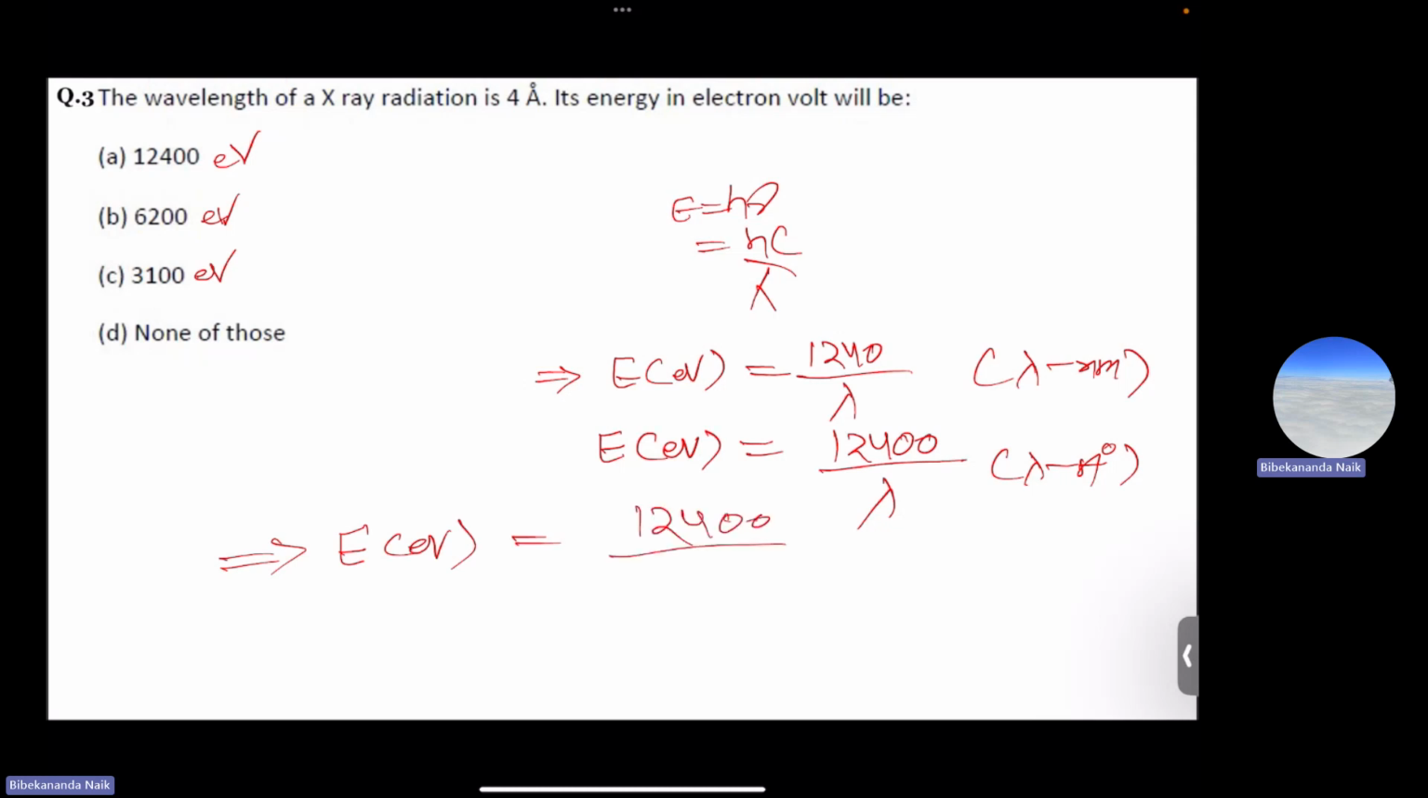So energy in electron volt will be 12,400 divided by 4 angstrom. If you calculate, it comes out to 3,100 electron volts. This is the correct option. Option C is the correct option. If the wavelength of the X-ray radiation is 4 angstrom, then the energy will be 3100 electron volt, because this is the direct formula. We have already talked about it. It is 12,400 divided by lambda.